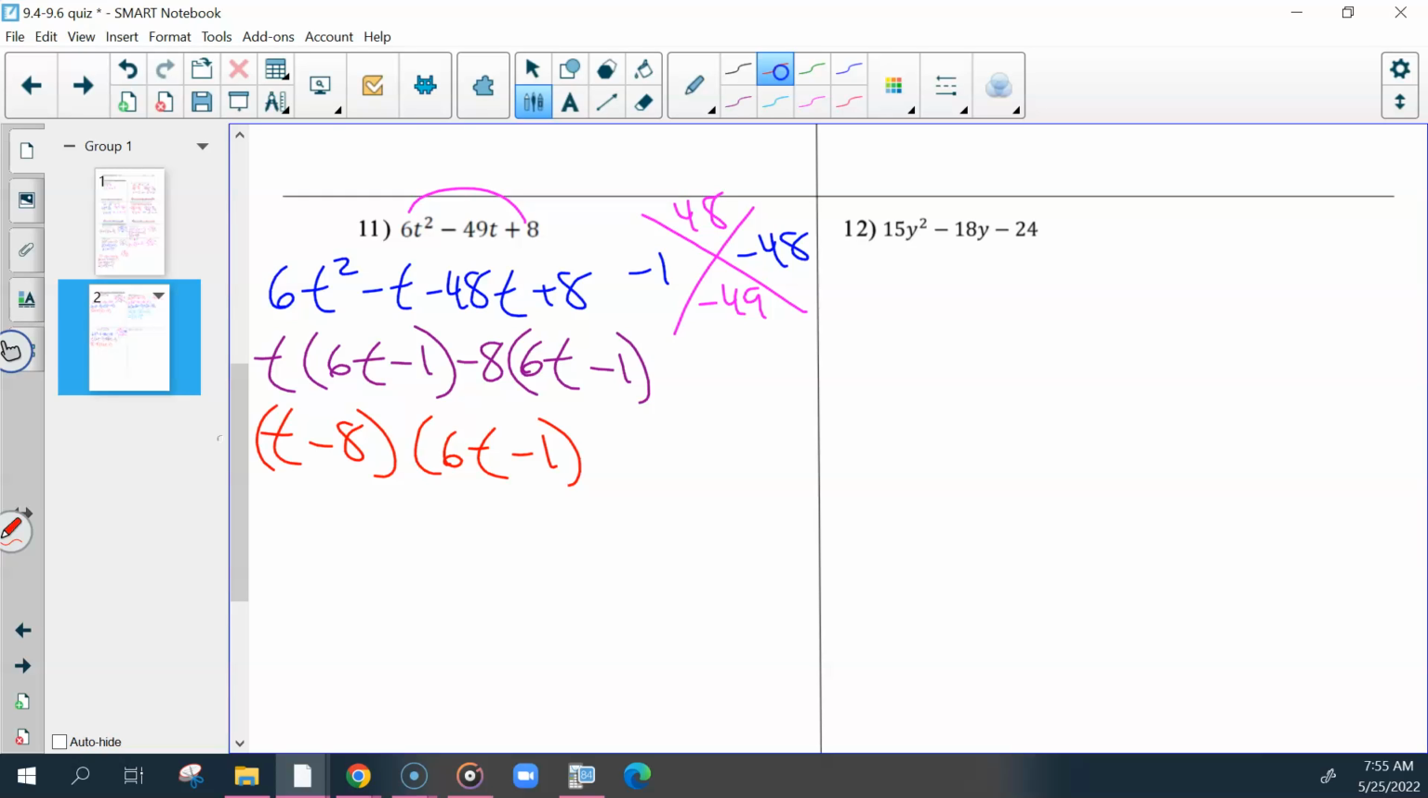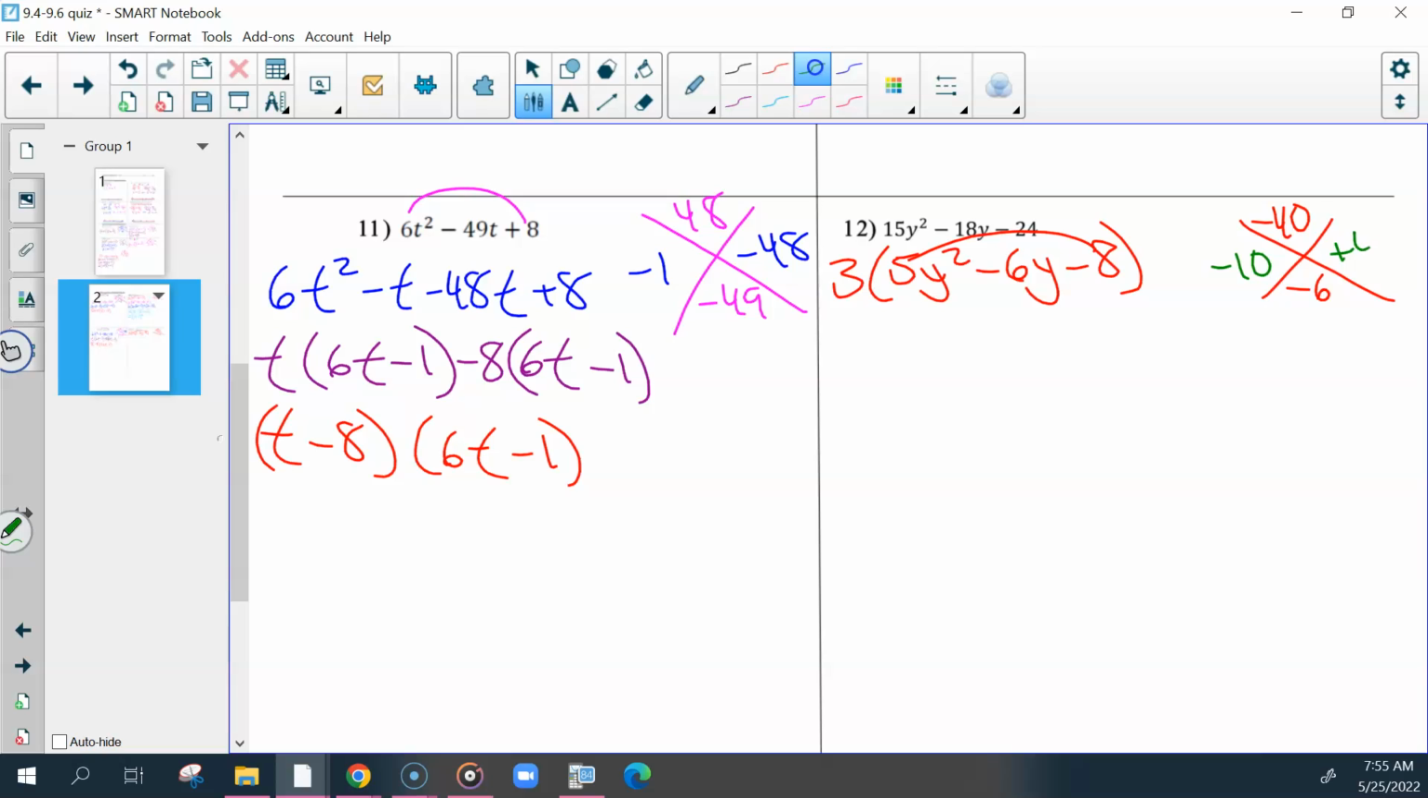For this one you could divide 3 out of everything. So that would give us 5y squared minus 6y minus 8. So we're looking for two numbers that multiply to be negative 40, but add to be negative 6. The two numbers that would work were negative 10 and positive 4. So then you could rewrite 5y squared minus 10y plus 4y minus 8.